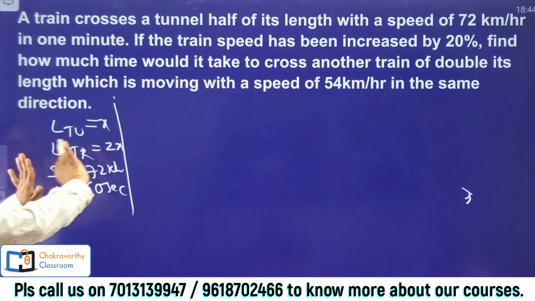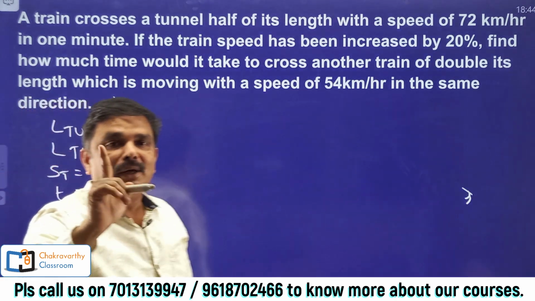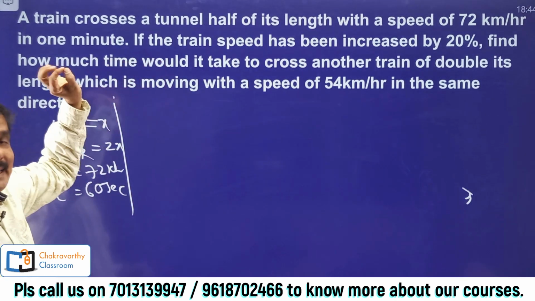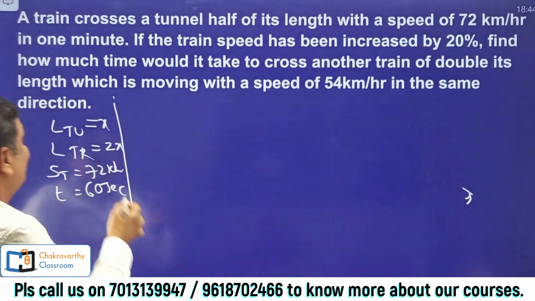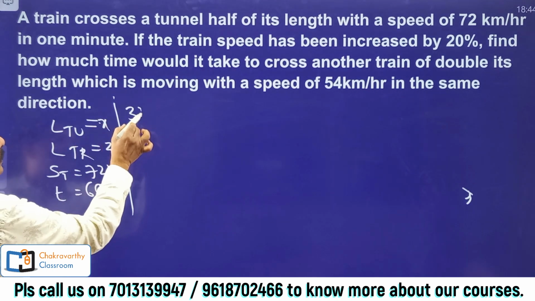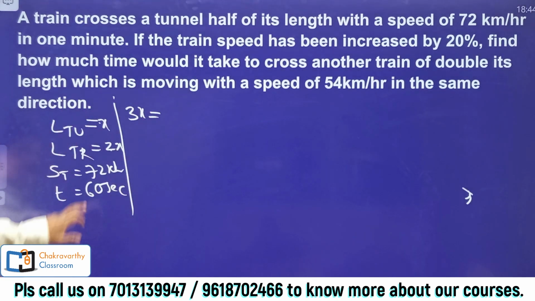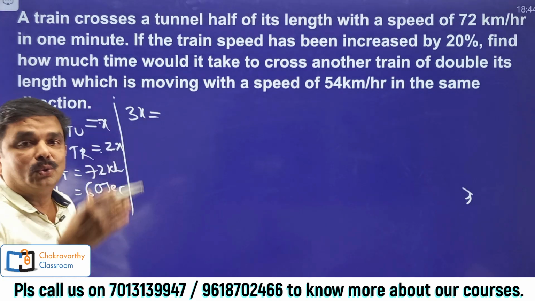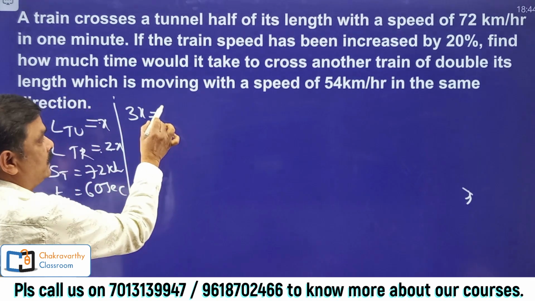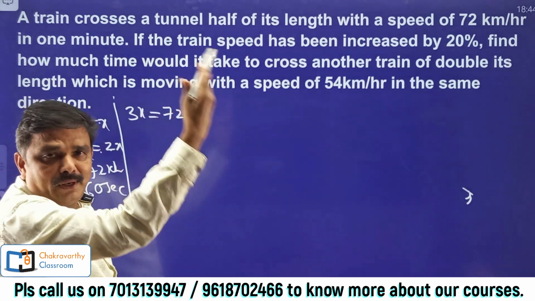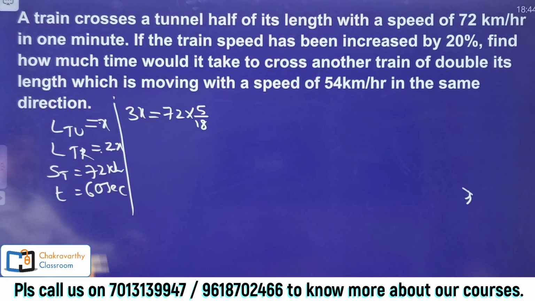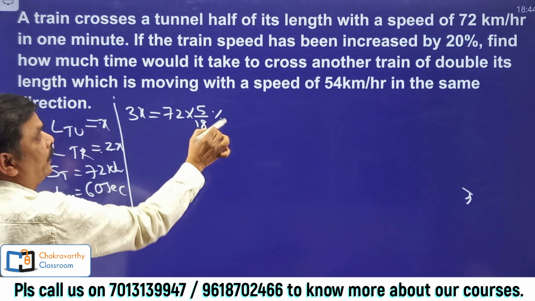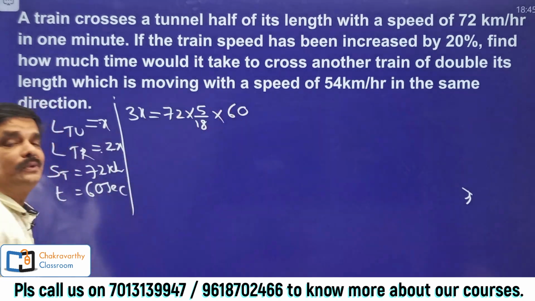How, students? Here I use the same formula, distance is equal to speed into time. In the first case, distance is nothing but length of the tunnel plus length of the first train. So that is 2x plus x, 3x, this is the distance, is equal to speed 72 kilometers per hour. As I told you just now, I am converting this one into meters per second. How to convert this one? 72 kilometers per hour to convert into meters per second, that is into 5 by 18. Done. Right? This is distance is equal to speed into time. Time is 60 seconds. That's all.